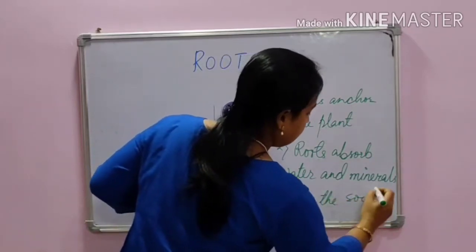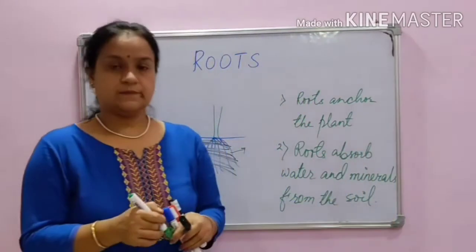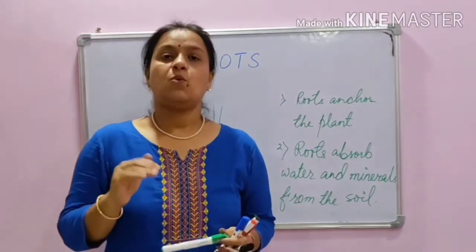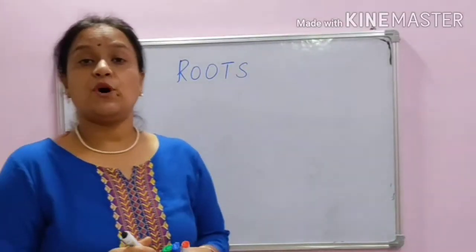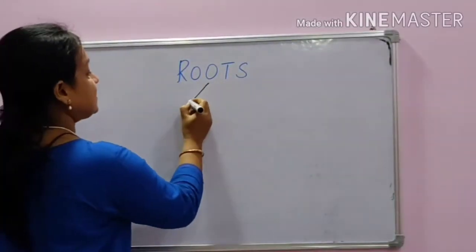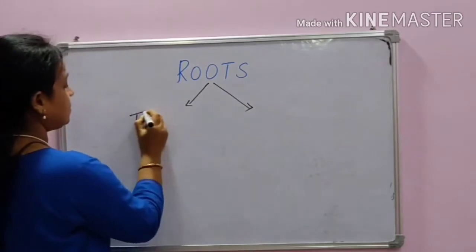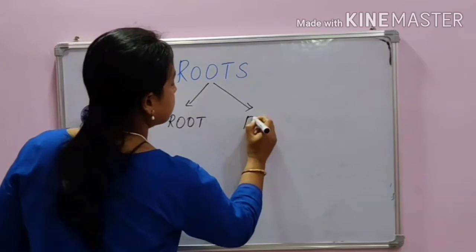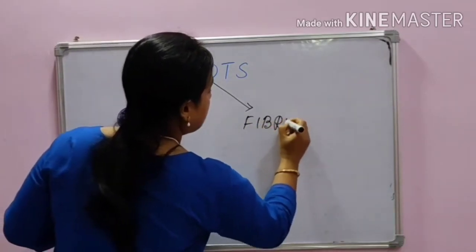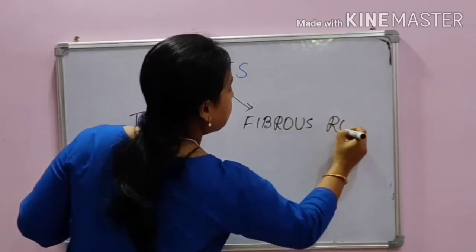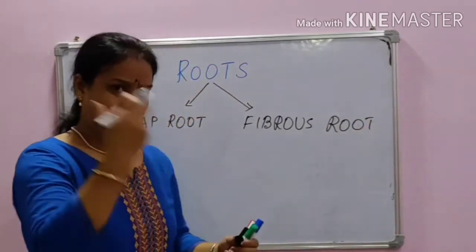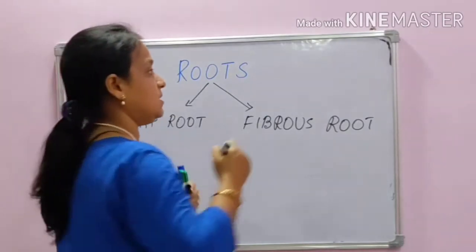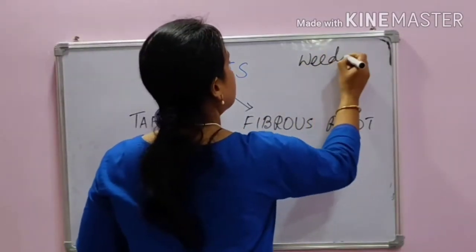Now let us see types of roots. There are two types of roots. Let us see what those are. The two types of roots are tap root and fibrous root. Now what happens if you uproot some plants? If you just take out some plants from outside, say some weeds. You know what are weeds? Weeds are the unwanted plants.